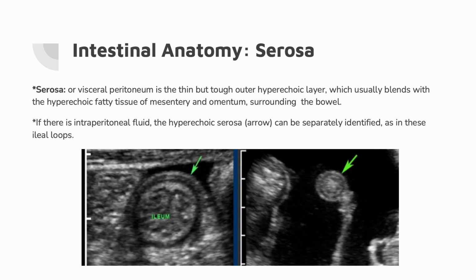The next layer is the serosa, or the visceral peritoneum. It's a very thin outer hyperechoic layer. Usually this blends in with the fatty tissue of the mesentery and the omentum surrounding the bowel. If there is intraperitoneal fluid, you will see this hyperechoic serosa easily identifiable, as you can see on the right-hand side in the ileal loops.